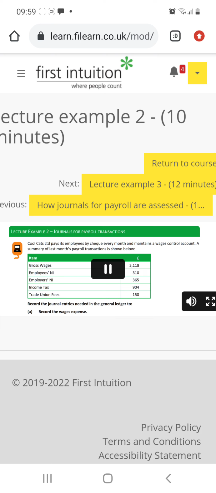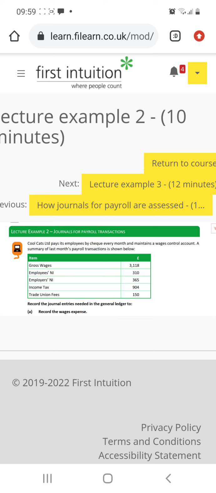Let's look at a lecture example now as we're thinking about journals of payroll transactions, and we can see how this works. Following from what we've seen already, you may be quite happy to have a go at this, and if so, brilliant, fantastic, crack on. If not, not a problem. You can watch me go through this and we'll see how it all works. Okay, so let's have a look.